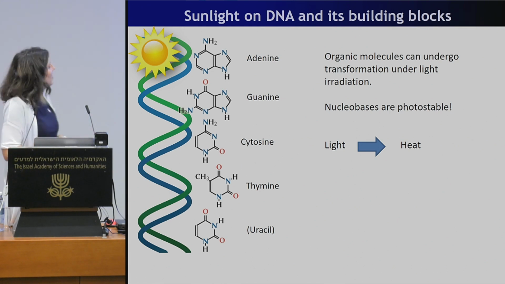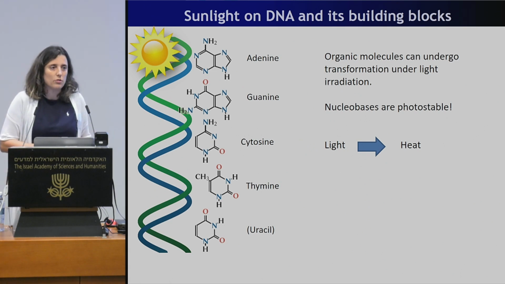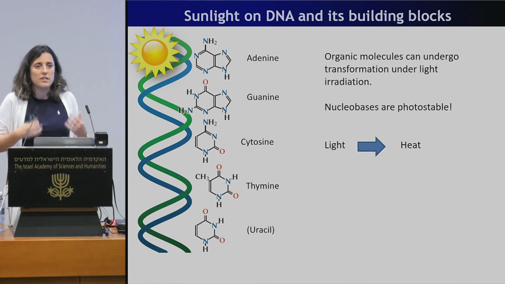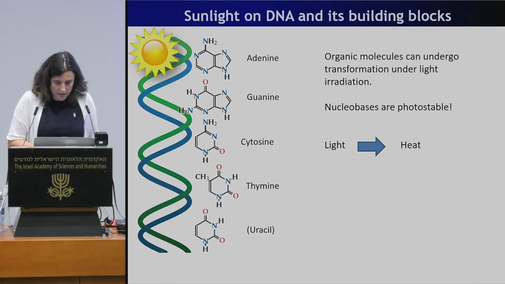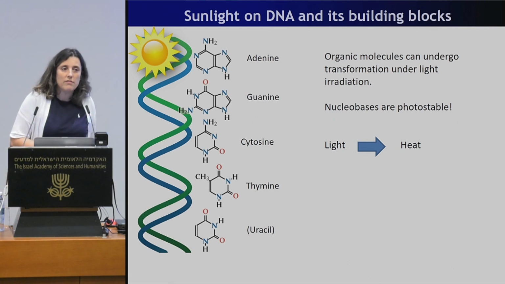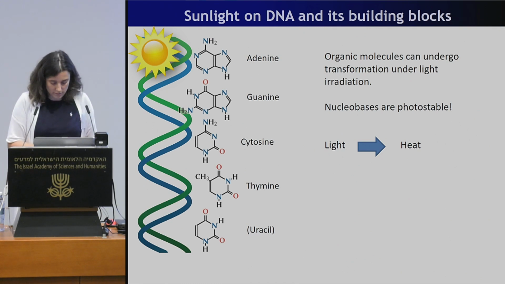And it's very interesting that these molecules here, these nucleobases, are photostable. What does this mean? Photostable means that we're constantly exposed to light, so these molecules are excited, but they find a way to return to the ground state very efficiently. In summary, one could say they just convert light into heat in a very efficient way, and that's why it's photostable, and this is why it's good for us.